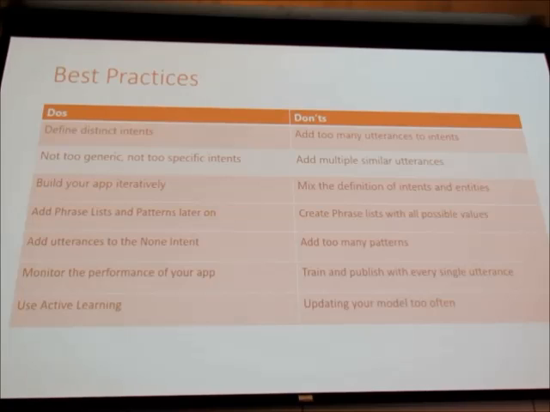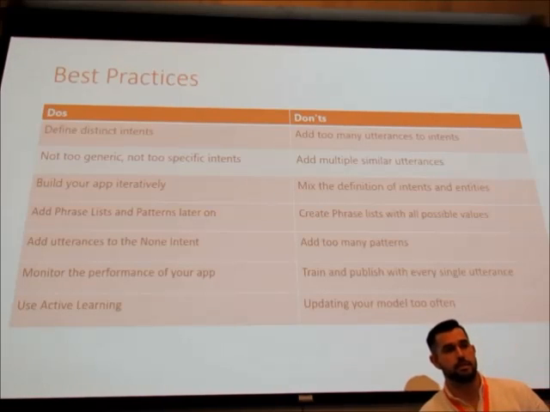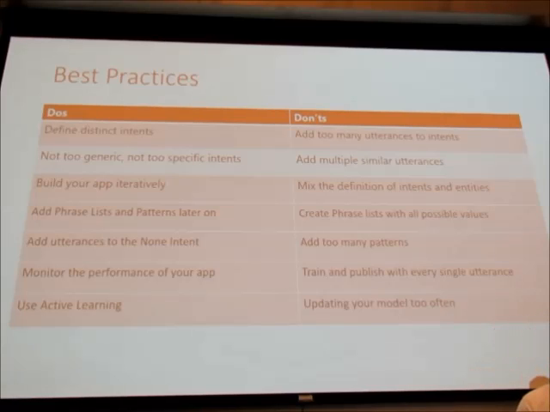So, some best practices. The first one that comes to mind is the none intent. It's super important that 15 to 20% of all your utterances should be training your none intent. And as a reminder, with your none intent, you're training your model to understand that anything that matches those utterances you've trained it on does not belong in the domain of your model. So it's not supposed to find entities, it's not supposed to find the intents.